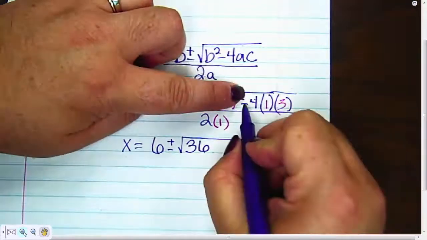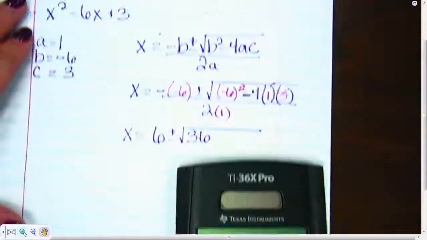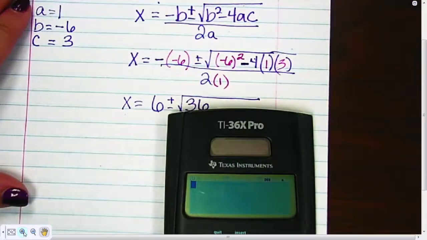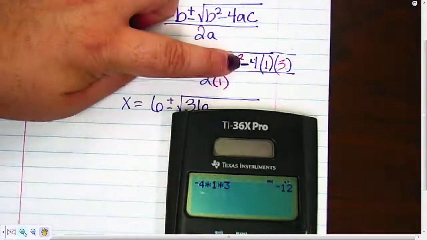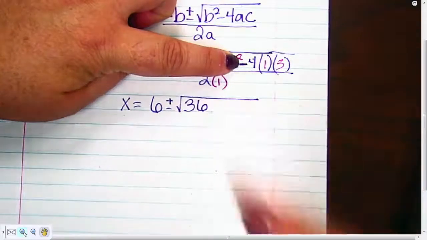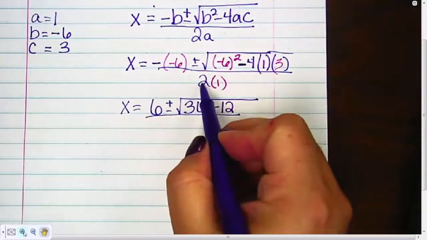The next thing I'm going to do is multiply all 3 numbers. So do you see that I'm going to type in all 3 of them at the same time? Negative 4 times 1 times 3. All of these 3 numbers, including that sign. So that's a minus 12. All over 2 times 1.